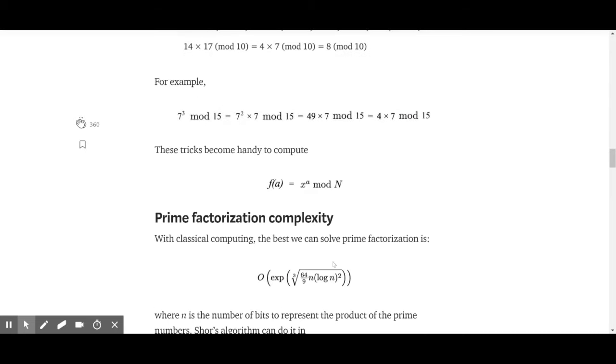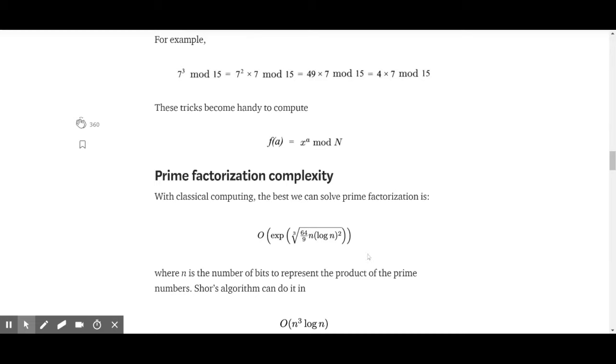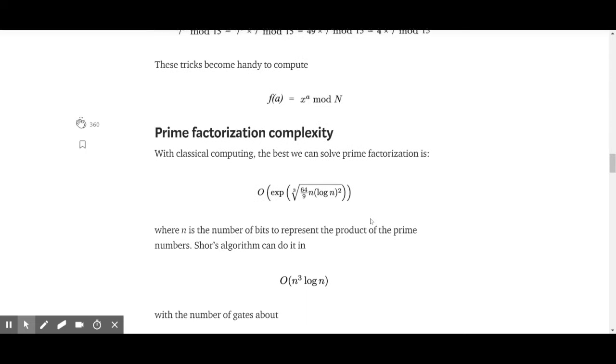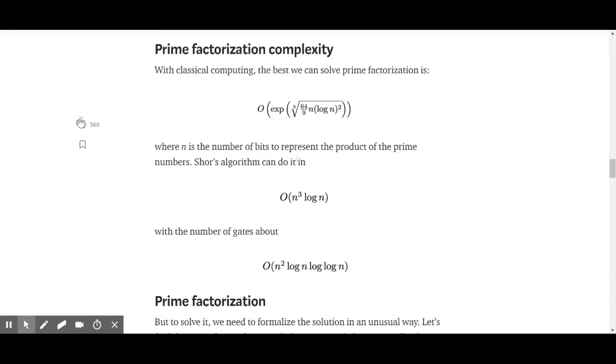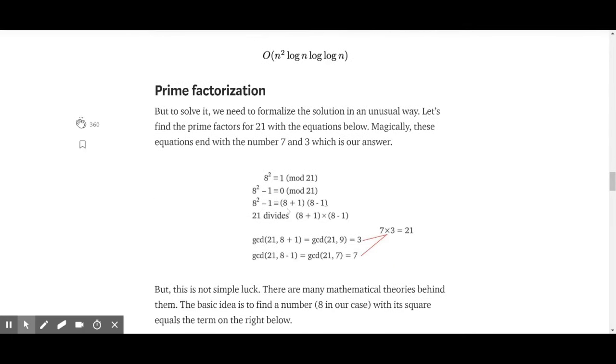Okay, prime factorization complexity. With classical computing, the best way we can solve prime factorization is this: the number of bits, number of gates, about. Shor's algorithm can do it in this. Prime factorization, that's what we're interested in. But to solve it, we need to formalize a solution in an unusual way. That's what I kind of suspected.